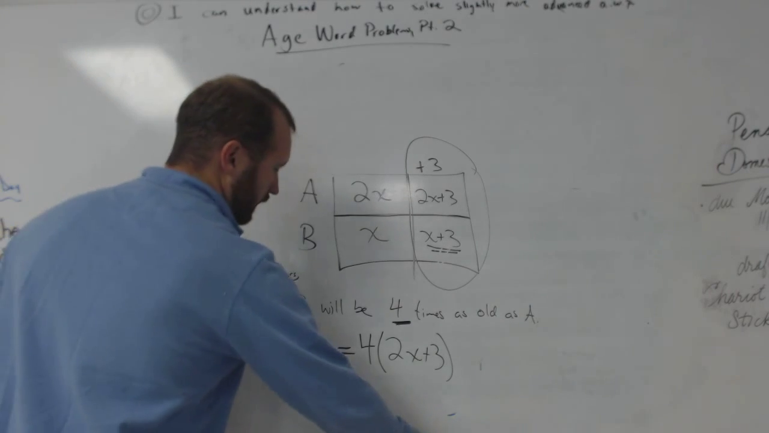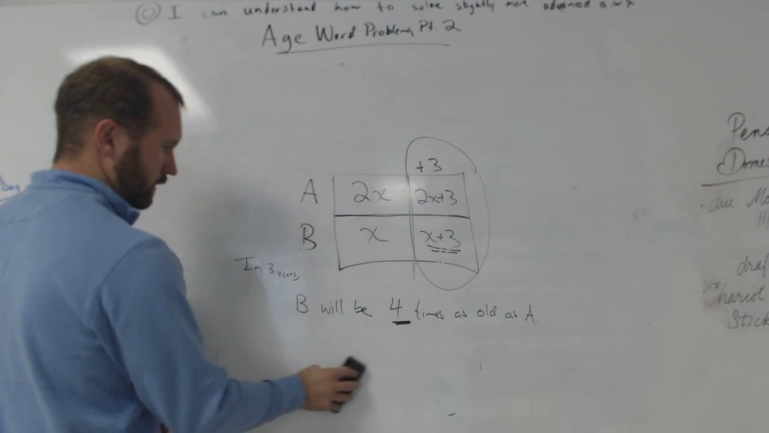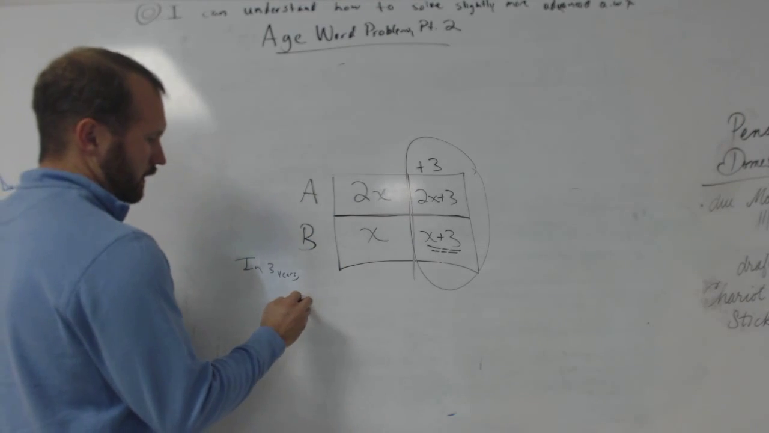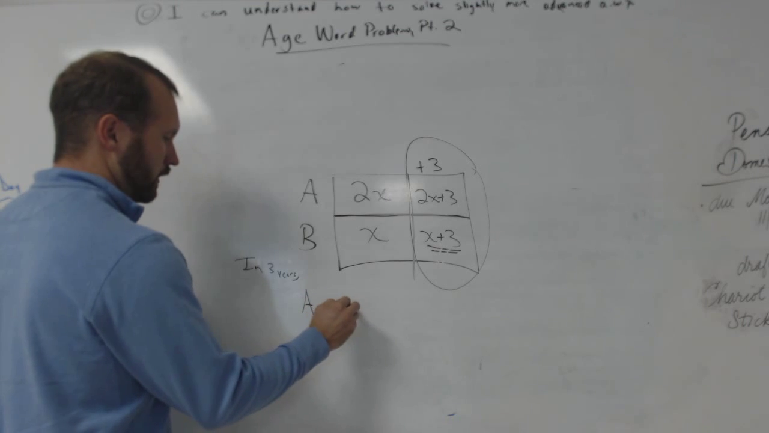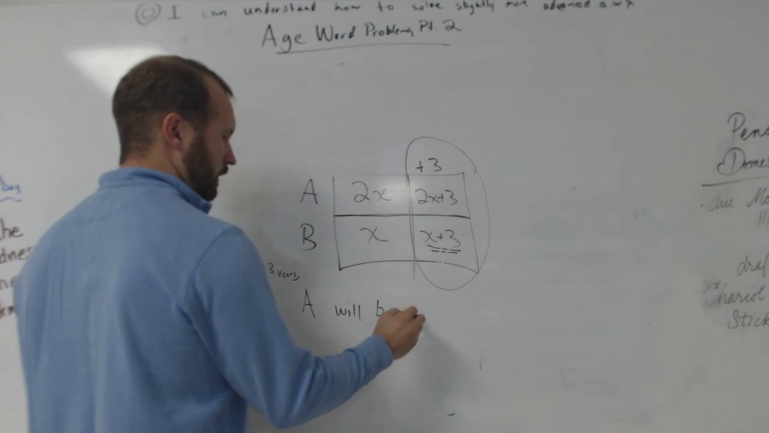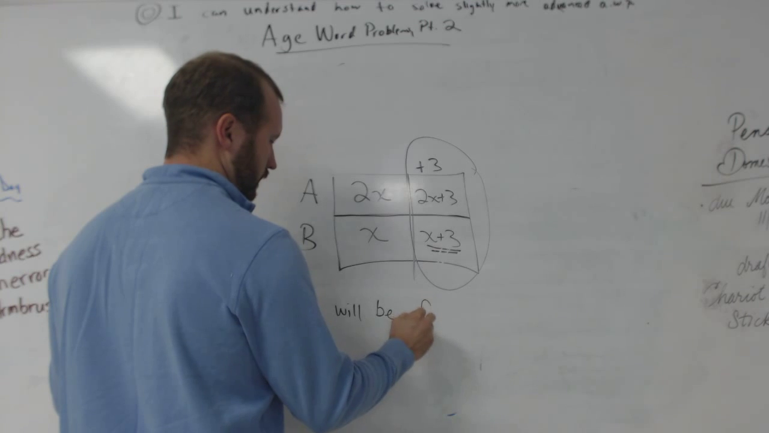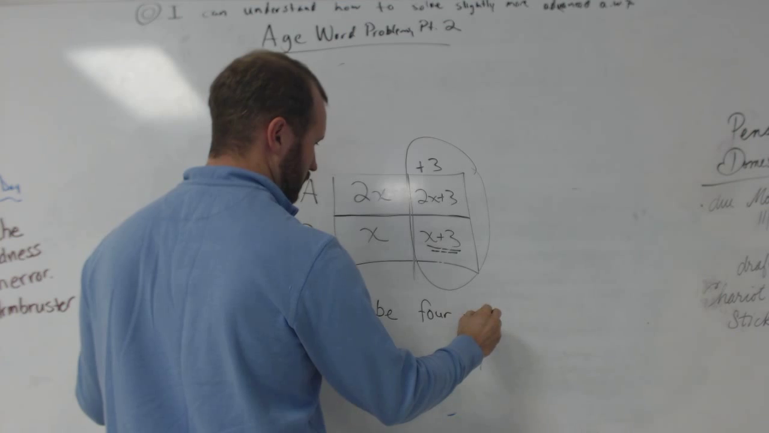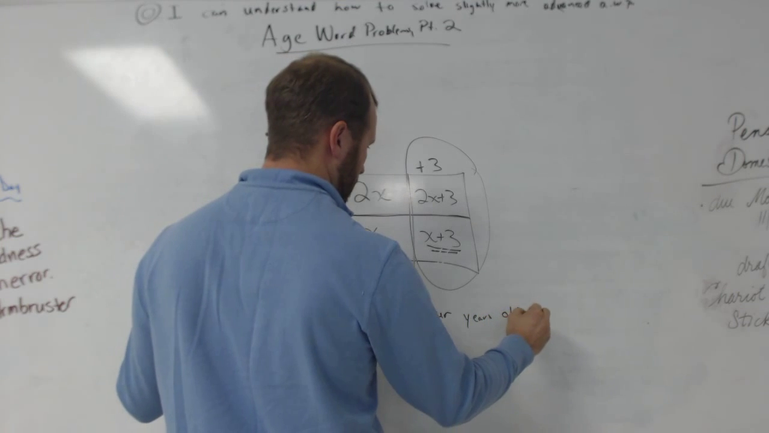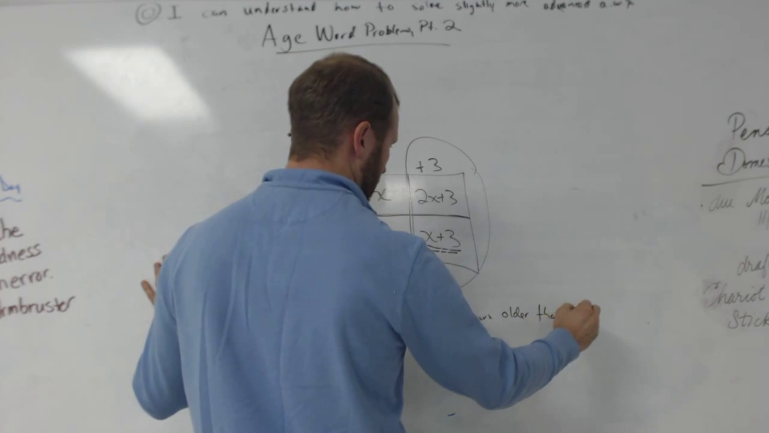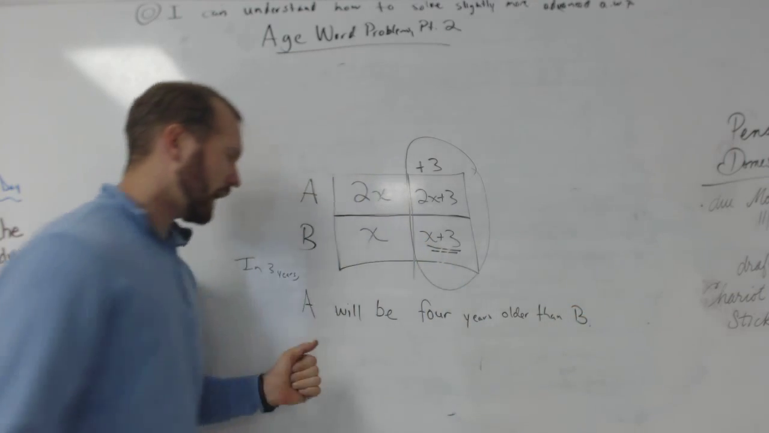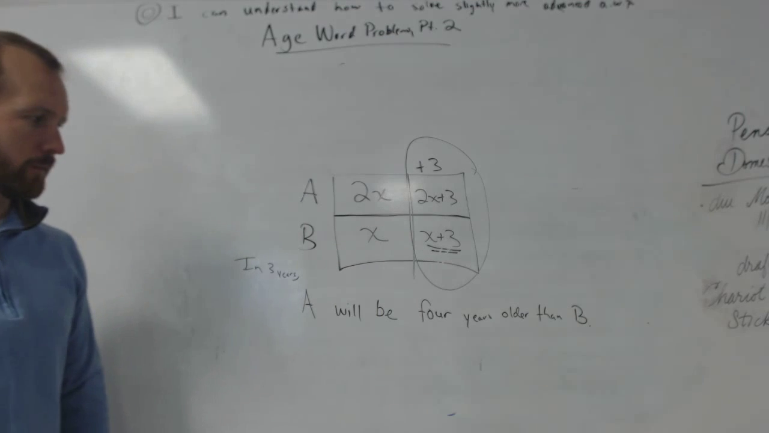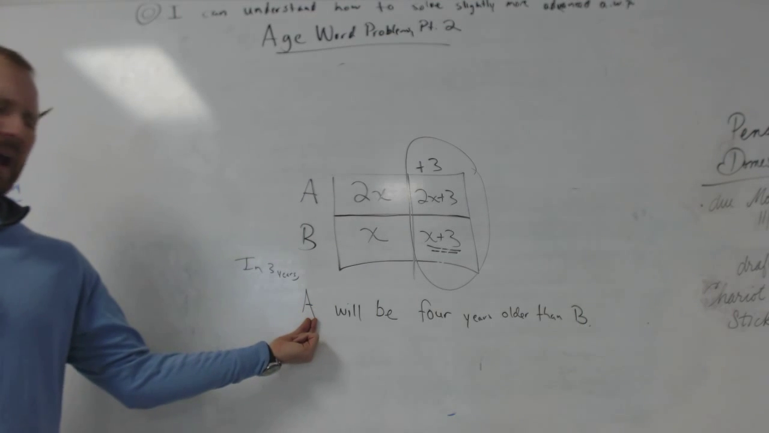Let's try a new one. We're not going to solve these, we're just going to work on writing them. So let's say that in 3 years, A will be 4 years older than B. Alex will be 4 years older than Bob. Okay, what do I put for Alex?